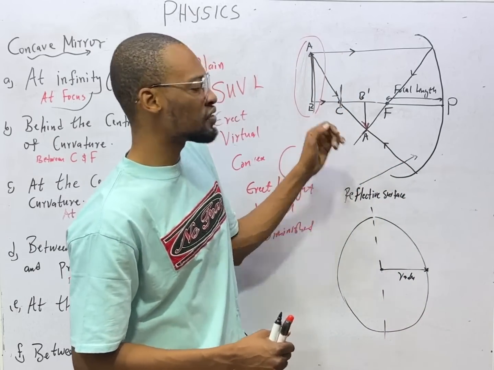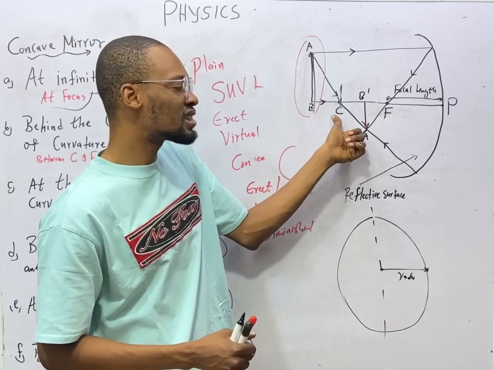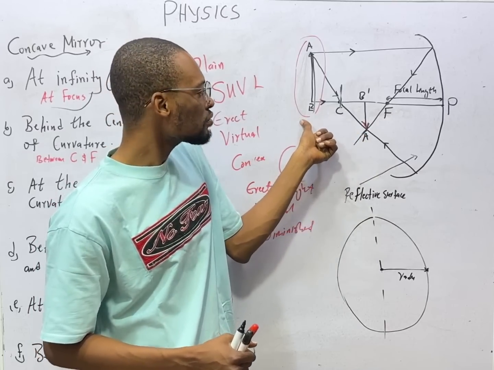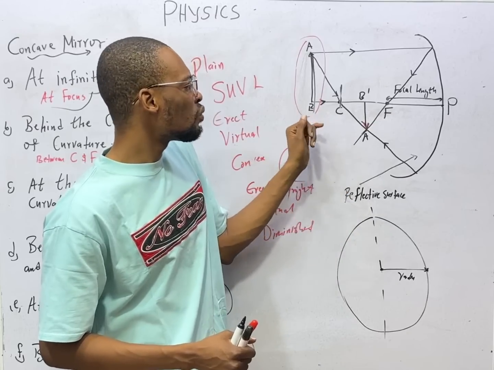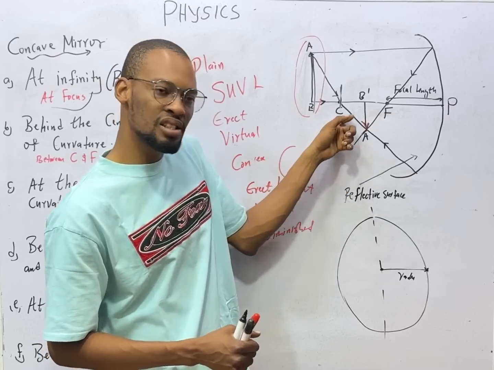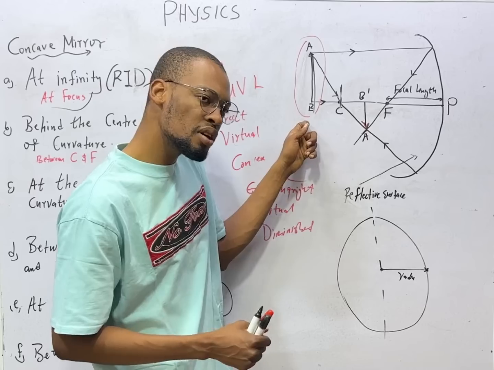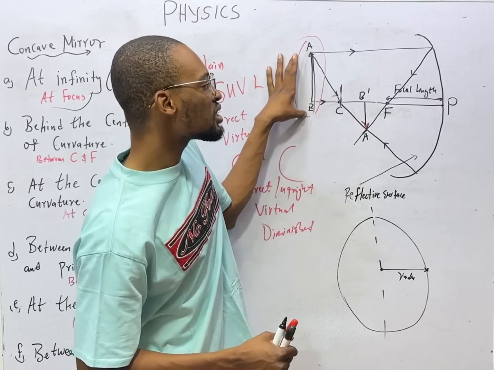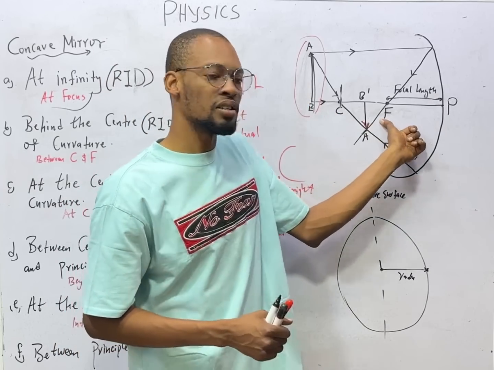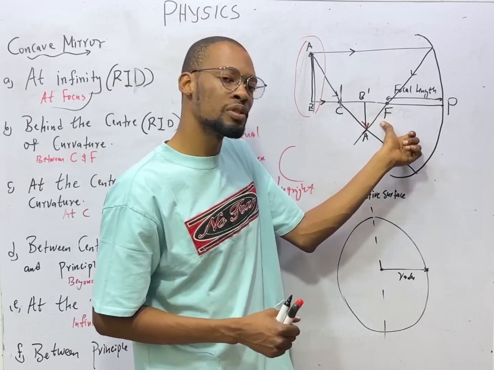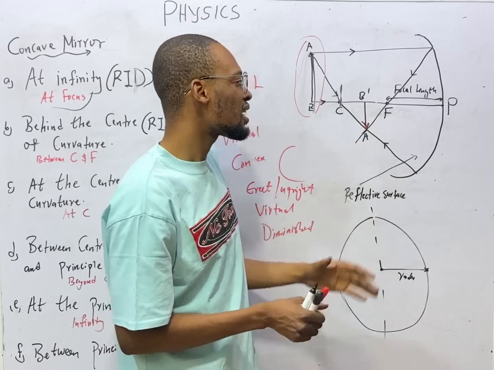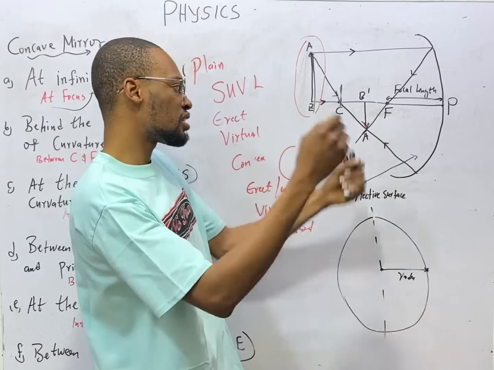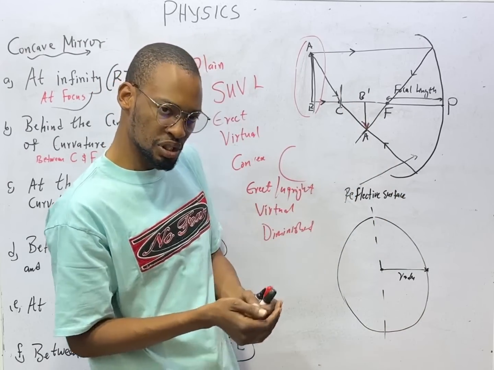When an object is placed behind this C, behind the center of curvature, like this, the image is formed between the center of curvature and the focus, or principal focus, here like this. And it is real, it is inverted, and it is diminished.